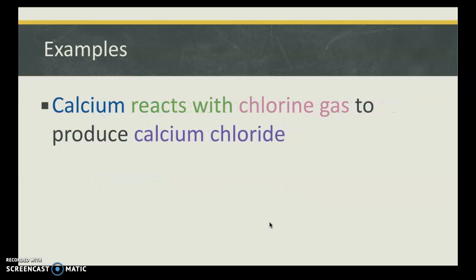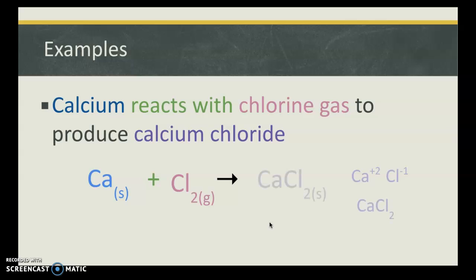Next, we have calcium. Calcium, again, not a diatomic, so it's just Ca. Reacts with, so a plus. Chlorine gas, chlorine is a diatomic, so Cl2 gas. To produce, which is an arrow. And then calcium chloride is an ionic compound, so I have to crisscross my charges. Ca has a +2 charge, Cl has a -1, so it would be CaCl2, and that's already balanced for me.